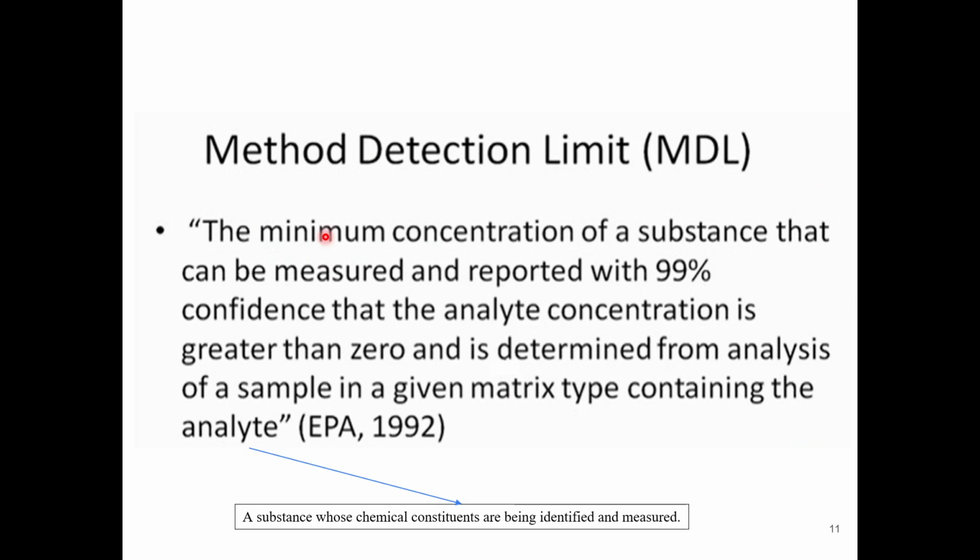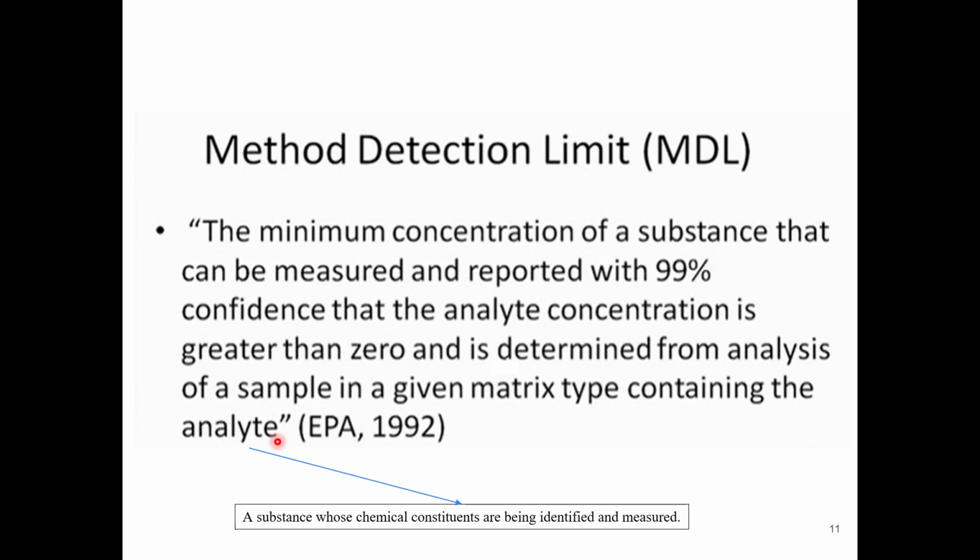In this regard, one important parameter is the method detection limit, also abbreviated as MDL. That is basically the minimum concentration of a substance that can be measured and reported with a 99% confidence that the analyte concentration is greater than zero, and is determined from analysis of a sample in a given matrix type containing the analyte. That is the definition provided by EPA, the Environmental Protection Agency, in 1992.